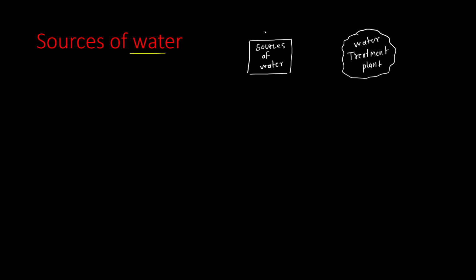Now once the source has been identified, the water is collected from one of the sources and then it is conveyed to the treatment plant. Right now we are discussing sources of water, and after that we'll see how it is transferred to the water treatment plant, which is called conveyance of water. That is how the water is transferred from the source to the water treatment plant. We are generally using pipes here.